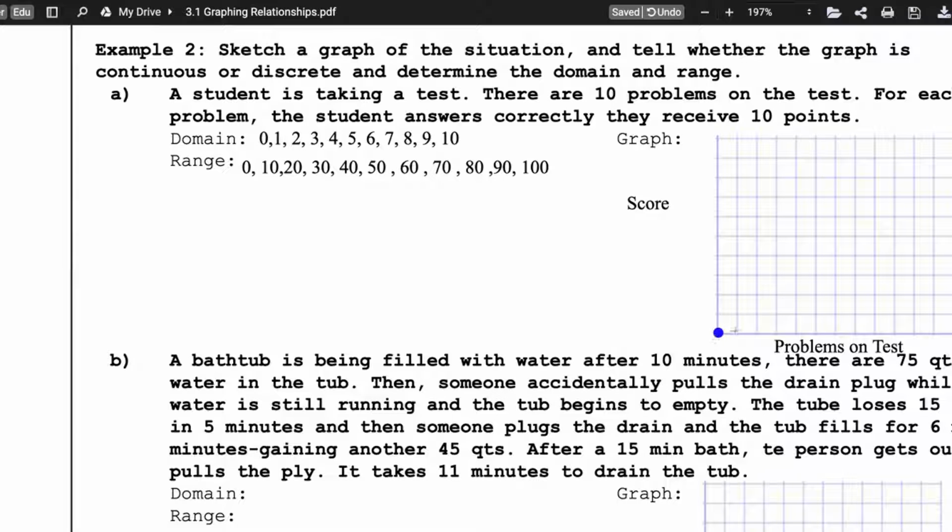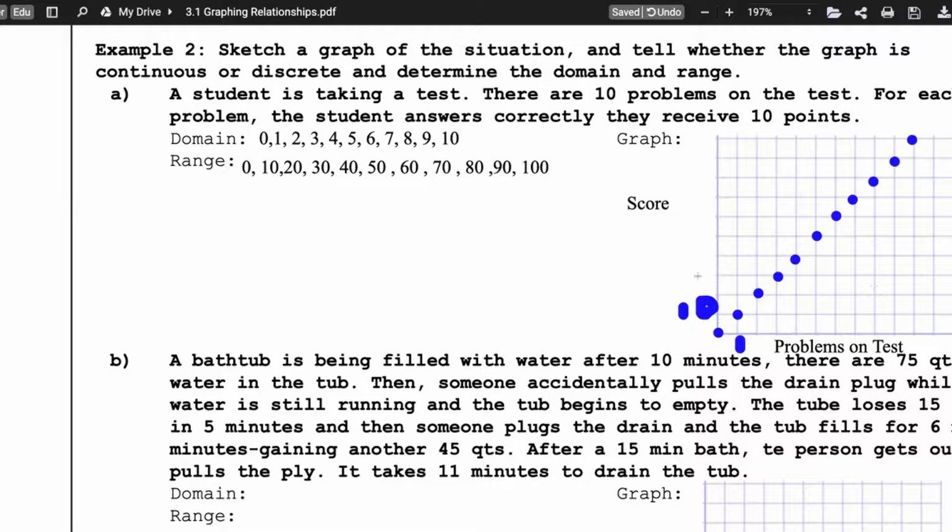If I get 1 problem correct, then I get 10 points. If I get 2 problems correct, I get 20. 3 problems correct is 30, 40, 50, 60, 70, 80, 90, all the way up to 100. So even though I don't have numbers here, I'm just going to know that this is 1 and this is 10. And I know that's fat and doesn't look great. But basically it's 1, 2, 3, counting by 1s on the x-axis and counting by 10s on the y-axis.